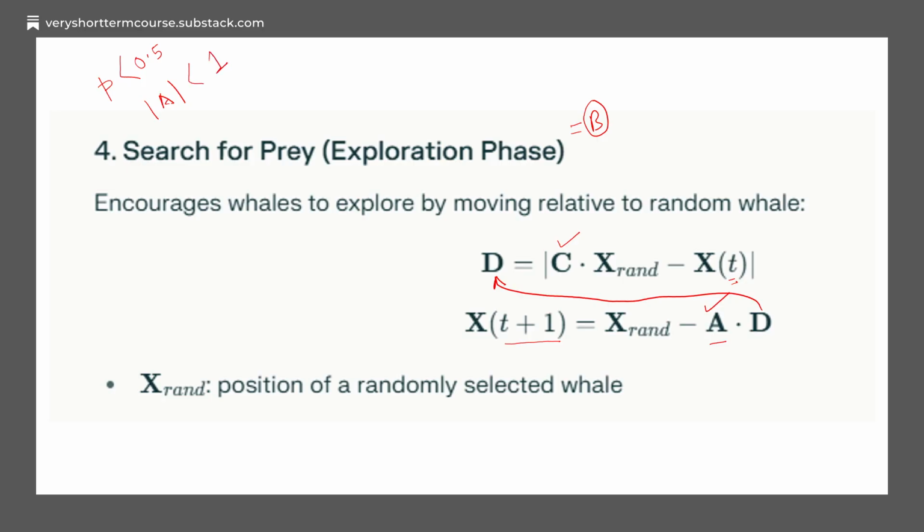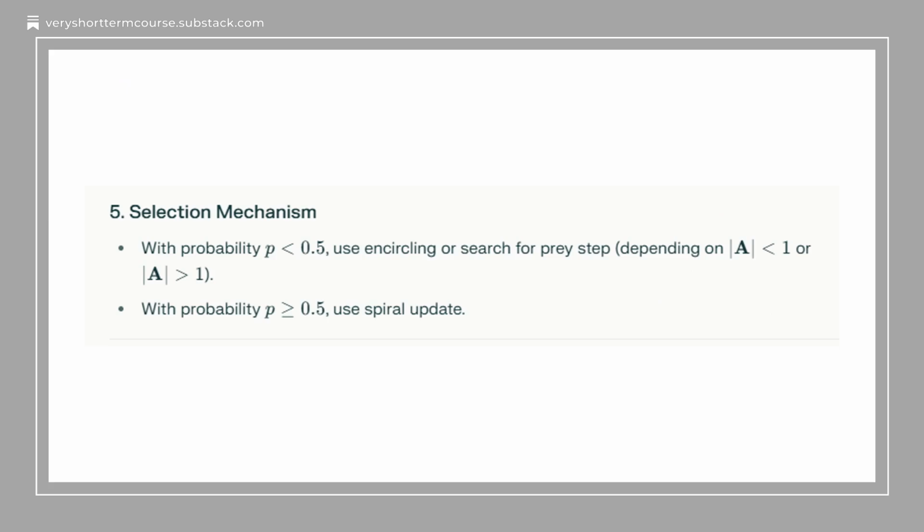If greater than 1, then you will follow the encircling phase. Okay. So this flow, this process that is followed in whale optimization technique, is also known as selection mechanism.